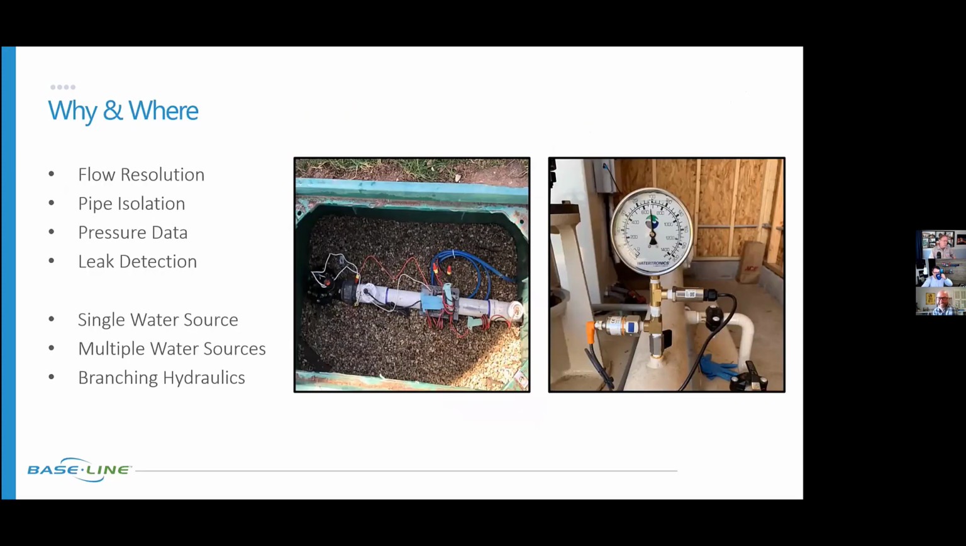So let's talk about why and where we might want to collect data and have control on our system. The why might be for flow resolution, to get some visibility on how flow is moving at different points across our system. We might want to do it to isolate some of our piping structure. So that this is going to lead to what I'm going to call submains, isolating sections of main lines or isolating sections of our hydraulic structure. We might do it to collect pressure data and then react to that pressure data. We might do it for leak detection. So we'll look at each of those 4 different cases in a moment.